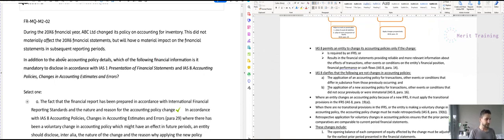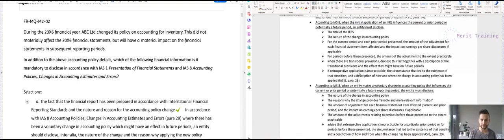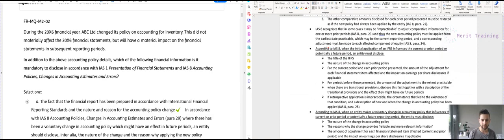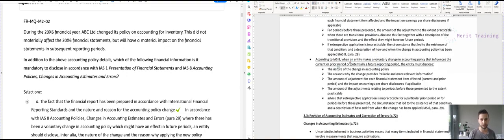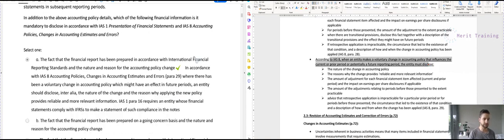So the question is, which of the following financial information is it mandatory to disclose? So we need to figure out what disclosure information is required. So down here, according to IAS 8, when the initial application of IFRS influences the current, an entity must disclose, nope, that's not it. According to IAS 8, when an entity makes a voluntary change in the accounting policy that influences the current or prior period, potentially a future reporting period, the entity must disclose. Here we go. This is what we need here. So we need to disclose the nature of the change, the reasons why it provides more reliable and more relevant information, the amount of the adjustment, and so forth.